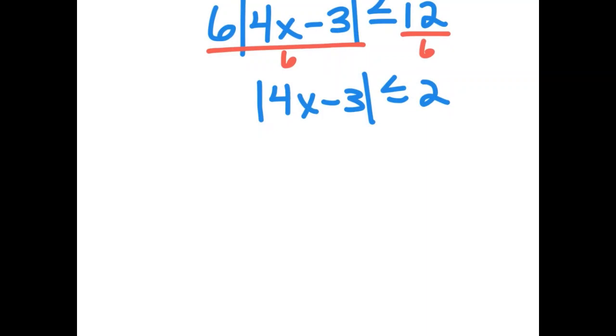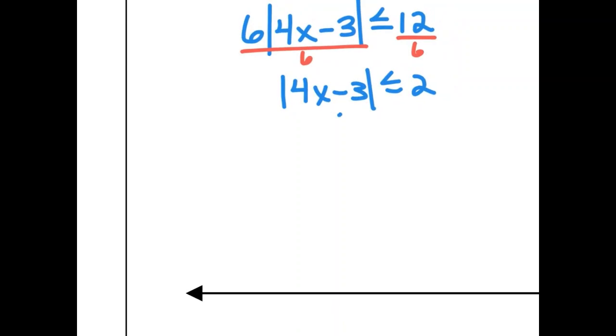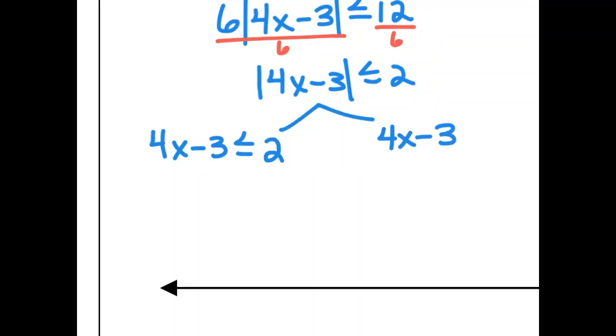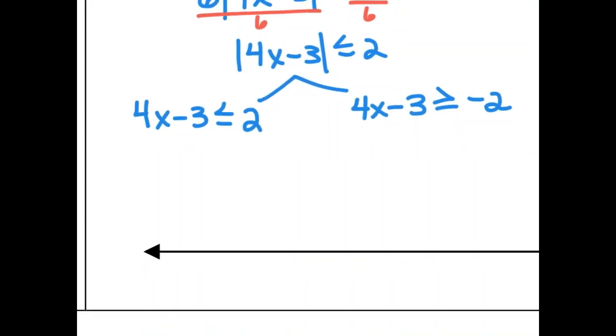We have an absolute value is less than a positive number, so everything works at this point. It's not all real numbers, it's not no solution. So I'm going to split this into 2 different inequalities to solve. Leave the 4x minus 3 as it is. Leave the less than or equal to 2 as it is. And then in the other equation, don't change 4x minus 3, but do change. Less than becomes greater than or equal to, and 2 becomes negative 2. Solve both of those equations.